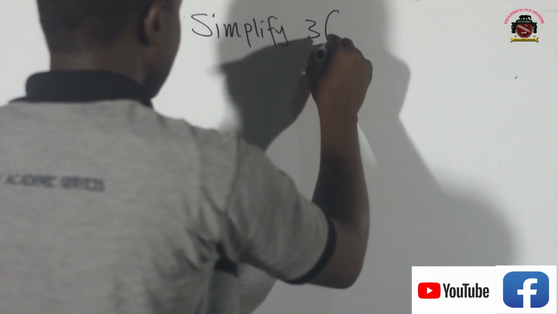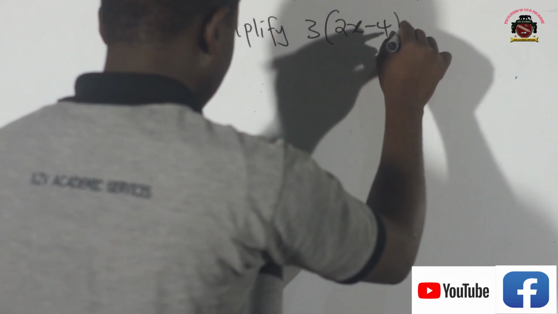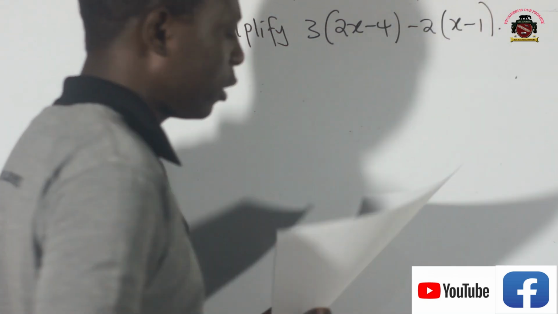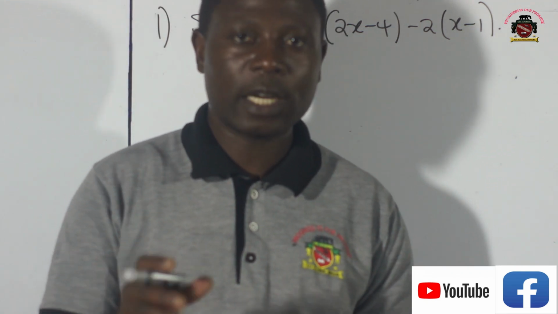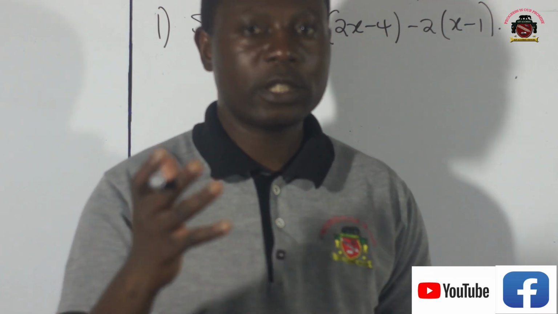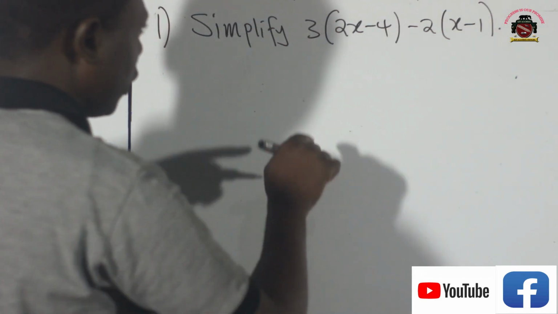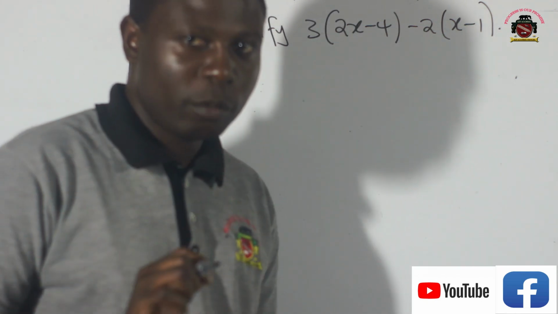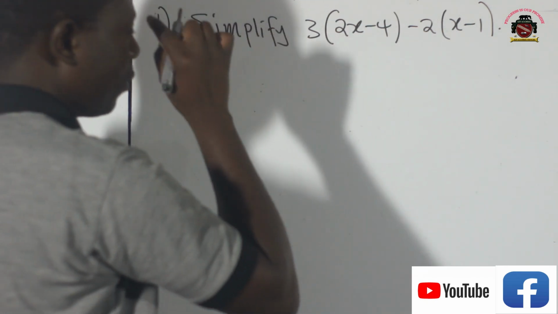Simplify 3(2x - 4) - 2(x - 1). The question is asking us to simplify this expression, which is just an algebraic expression. The first thing that we do is to make sure that we remove these brackets. How do you remove the brackets? You expand. Now how do you expand? You multiply each term that is in brackets.